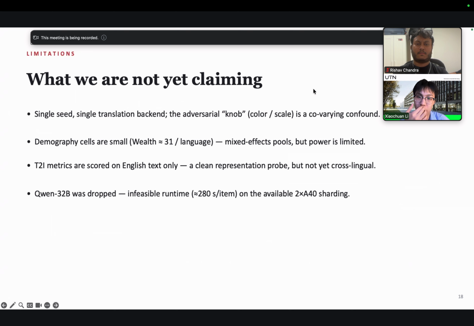But we also need to note a few honest limitations. This is only one seed and one translation backend, and the adversarial knob covaries with the prototype, so it's not a fully clean manipulation. Our demography cells are small, so whales is only about 31 items per language, so we lean on confidence intervals. And the T2I metrics were mainly on the English prompt, though we have started extending them, and we had to drop Qwen 32B because it was too slow on the hardware we had.